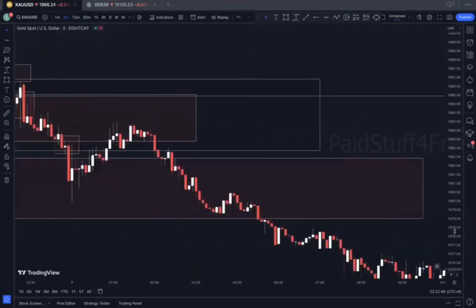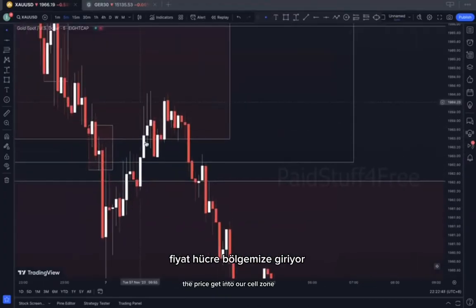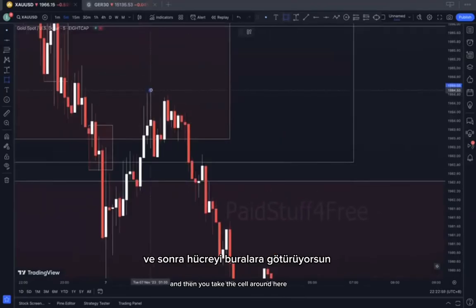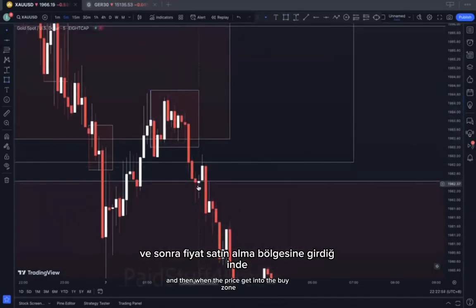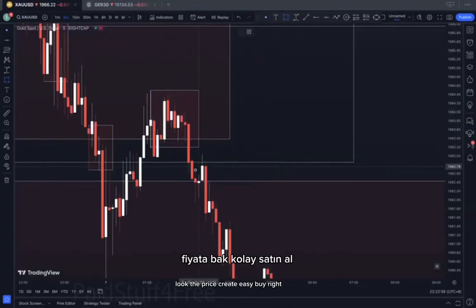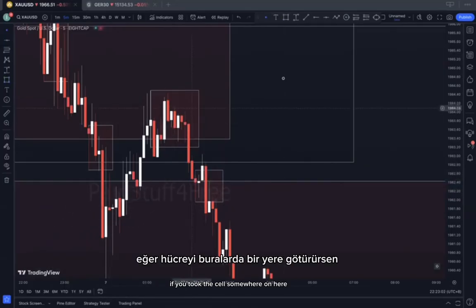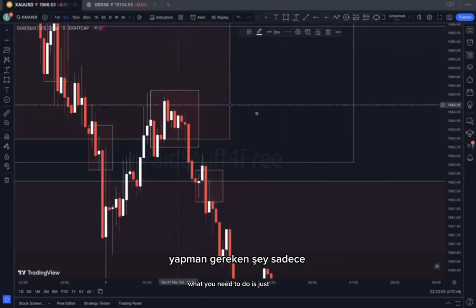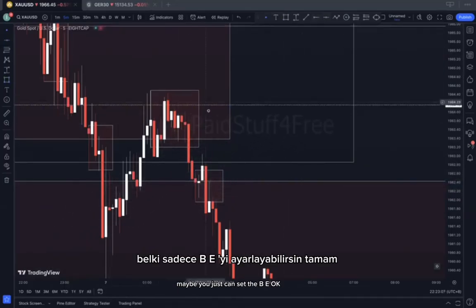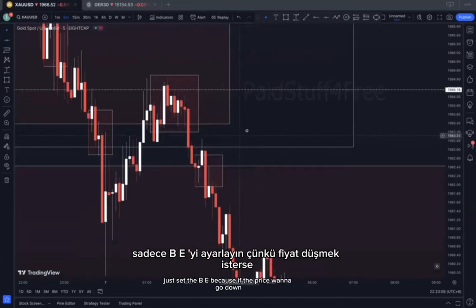We need to monitor. So for example, the price gets into our sell zone, and then you take this sell around here. And then when the price gets into the buy zone, look, the price creates an EG buy, right? Yes. But are we going to exit? My advice for you, if you took the sell somewhere around here, maybe you can just set the BE. Just set the BE.